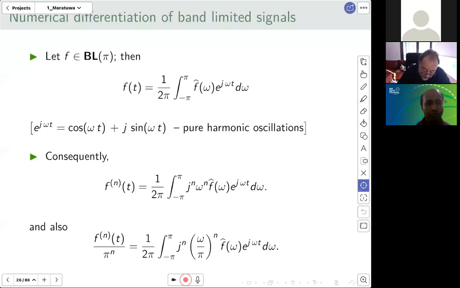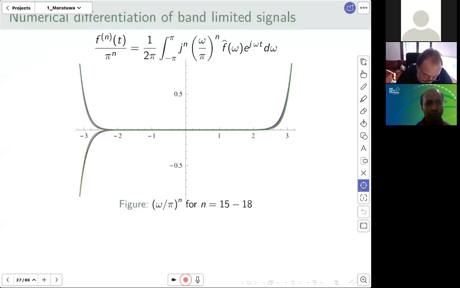And we can now look at what these transfer functions do to the Fourier transform. And lo and behold, that's easiest to see using a picture. What you see here are the plots of (omega over pi) to the power n for n between 15 and 18. And this immediately tells you why it absolutely makes no sense to look for the derivatives of high order of a band-limited signal, excuse me.